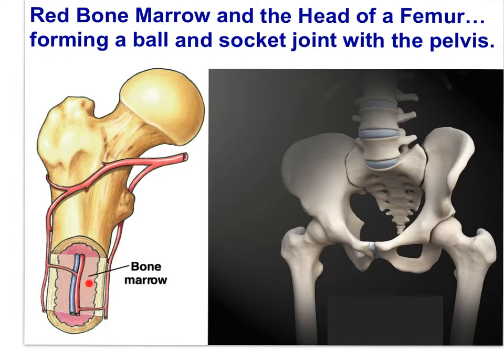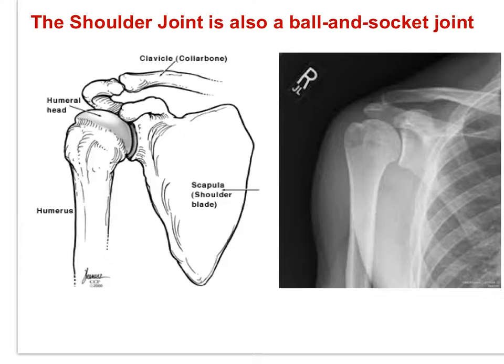The marrow of long bones is where blood cells are formed. The marrow has stem cells ready to differentiate into different types of blood cells. The shoulder joint is also a ball and socket joint, rotation in many planes. You can see an illustration of the shoulder joint on the left and an X-ray on the right.